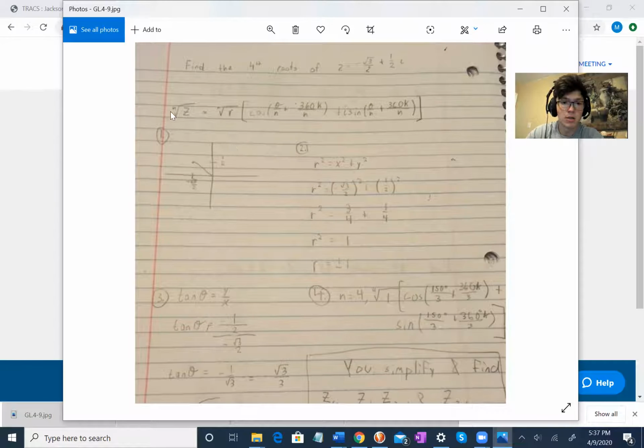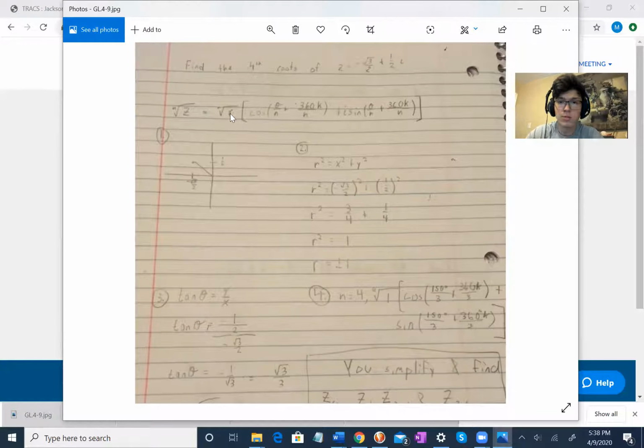Let's look at this equation real quick. So we have the nth root of z is equal to the nth root of r times, in big brackets, cosine of theta over n plus 360 over n times k, plus i sine of theta over n plus 360k over n. Keep in mind this is the polar form, right? Okay, so remember we're trying to find the fourth roots of this z.